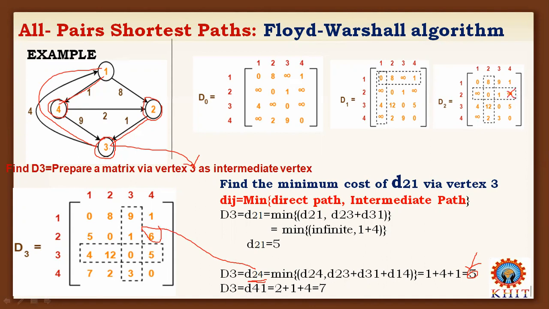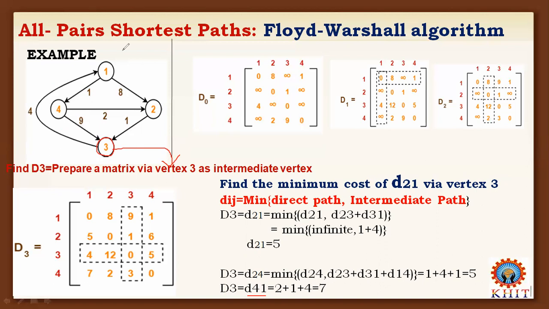Okay. Next we'll find the distance from 4 to 1. How to calculate the distance from 4 to 1? Check whether there is a direct path from 4 to 1. There is no direct path from 4 to 1, that's why it is infinity. And the intermediate vertex is 3. Through vertex 3, is there any way from vertex 4 to 1? We will find out that it is possible.